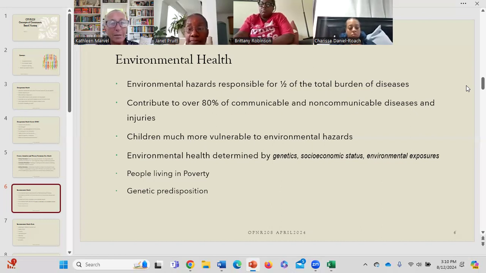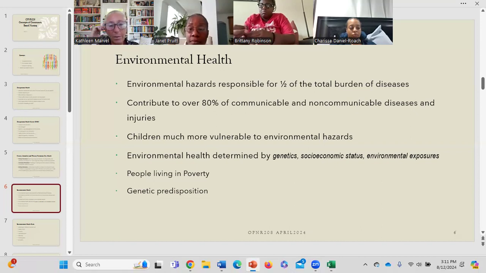So a couple of stats here. Environmental hazards are responsible for 1/2 of the total burden of diseases. I'm not surprised. Environmental hazards contribute to over 80% of communicable and non-communicable diseases and injuries. I'm not surprised at that either. We know that kids are much more vulnerable to environmental hazards. Think of kids in old schools, in old daycare centers, in old homes with paint chipping, right? They put everything in their mouths, right? The increase for lead exposure goes through the roof.